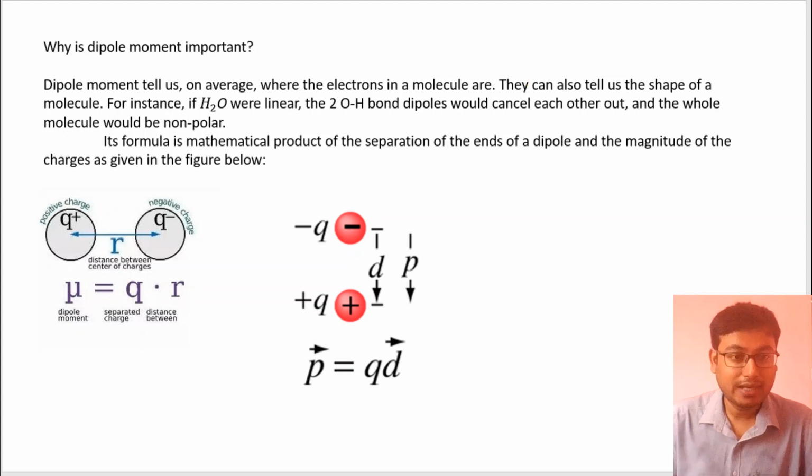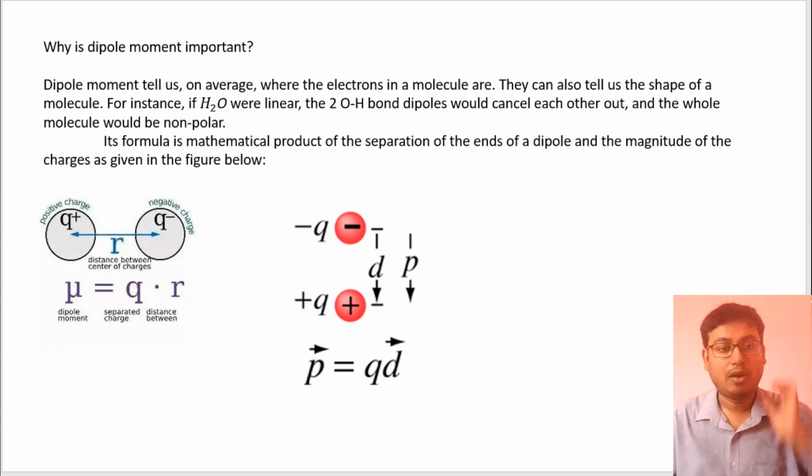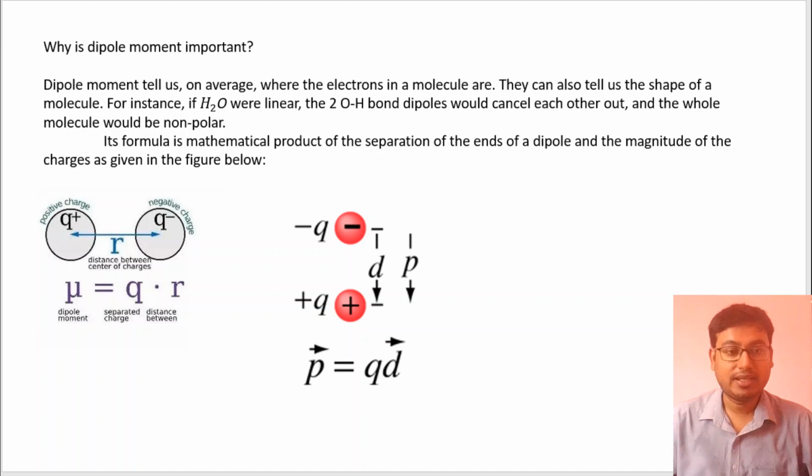So dipole moment is written in two ways. Either you write a small p with a vector notation, or the symbol mu, which is also the symbol of dipole moment. You can see in the first figure that there is a positive charge q plus and a negative charge q minus. Keep in mind that whenever you talk about dipole moment, the charges at both ends will be the same in magnitude. And here the distance between the positive charge and the negative charge is r.